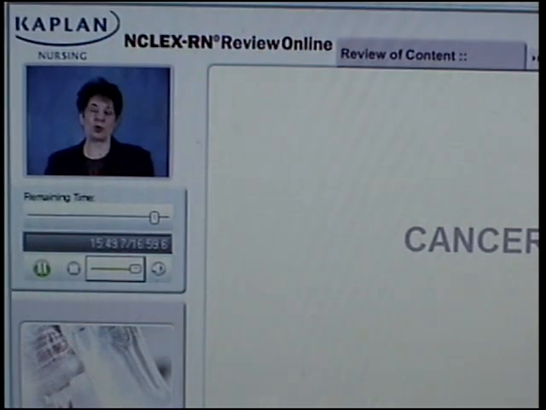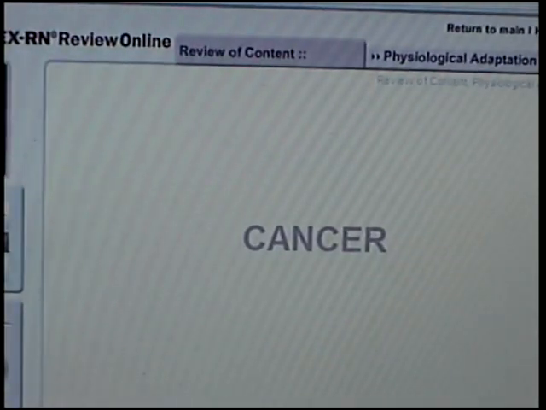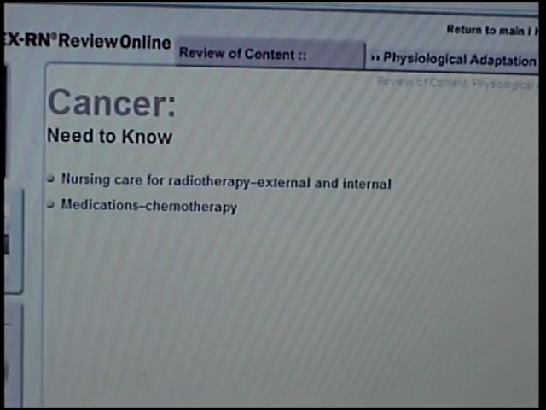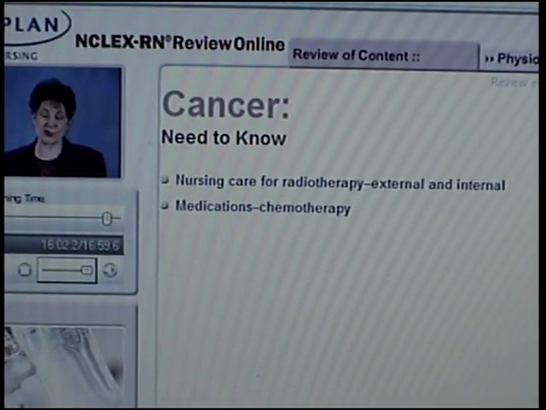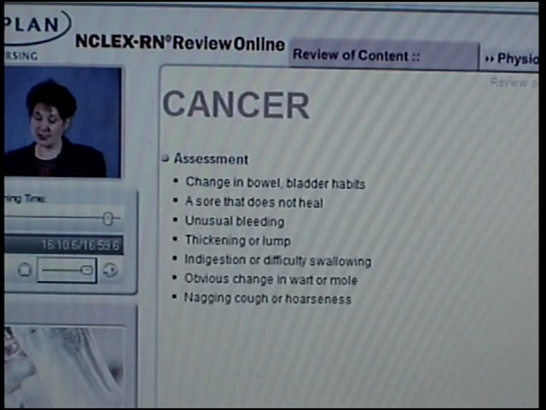Okay, we're going to go on and talk about a topic that is, again, frequently tested on the NCLEX, and that is cancer. With cancer, the things you need to know are care for radiotherapy, both external radiation and internal radiation. And you need to know the medications, the chemotherapeutic agents that are used. Let's take a look at cancer.